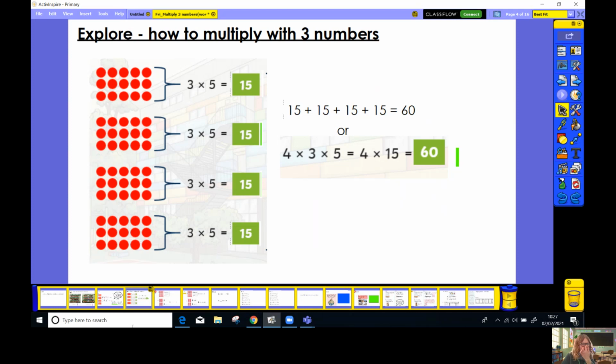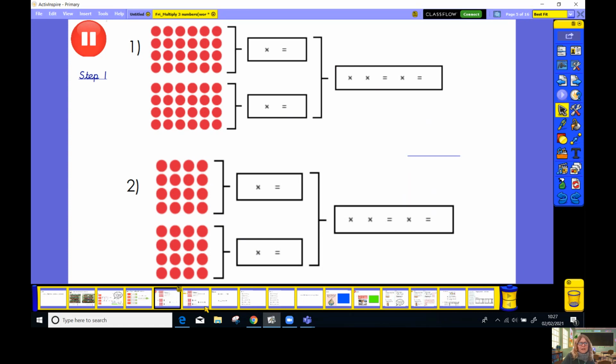Okay, now if you need to practice it a little bit more from yesterday's lesson, perhaps yesterday you found it a bit tricky, I'd like you to pause now and do step 1. If yesterday you found that quite straightforward and you've got everything correct so far, you can jump over step 1 and carry on to the next part of the video. If you're doing step 1, pause the video now.